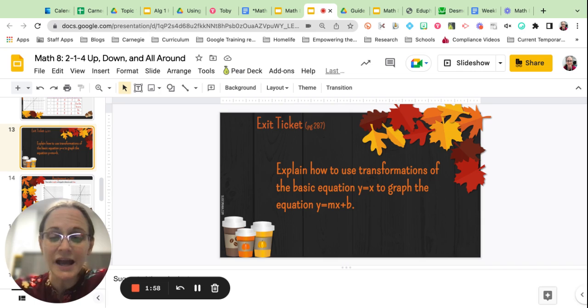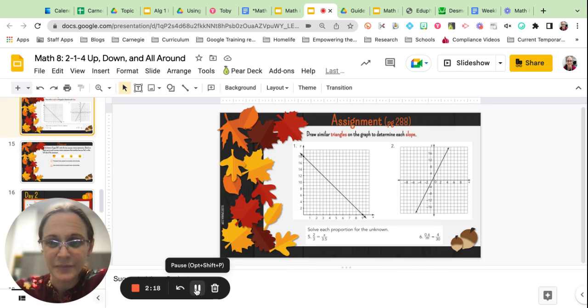The exit ticket for today asks students to explain how to use transformations of the basic equation y equals x to graph the equation y equals mx plus b. And of course, to do that, first, they're going to need to dilate by multiplying x by m, and then they're going to need to translate vertically or horizontally by adding b.